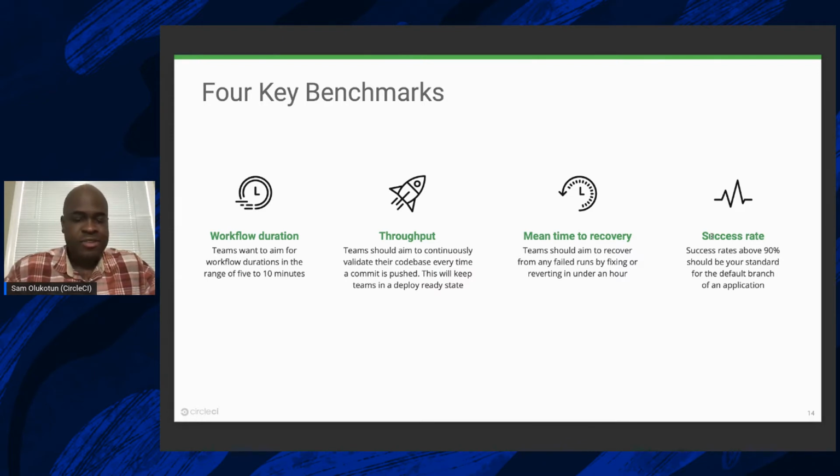And finally, success rate simply means how often a build you push succeeds without failing. The benchmark is that success rates above 90% should be your standard for the default branch of your application.